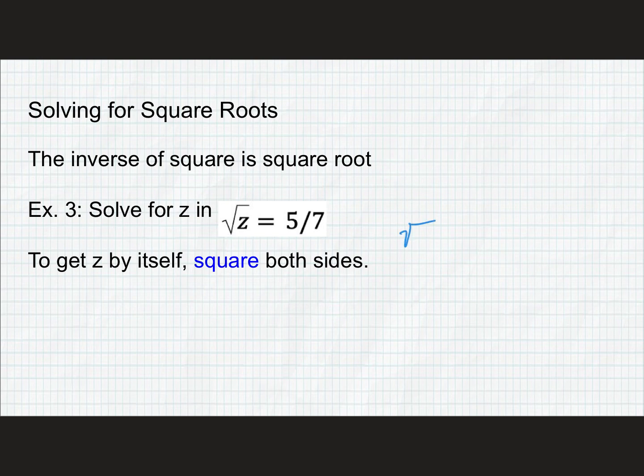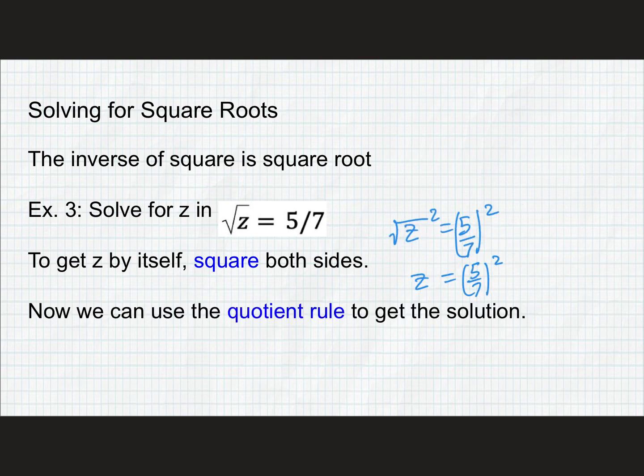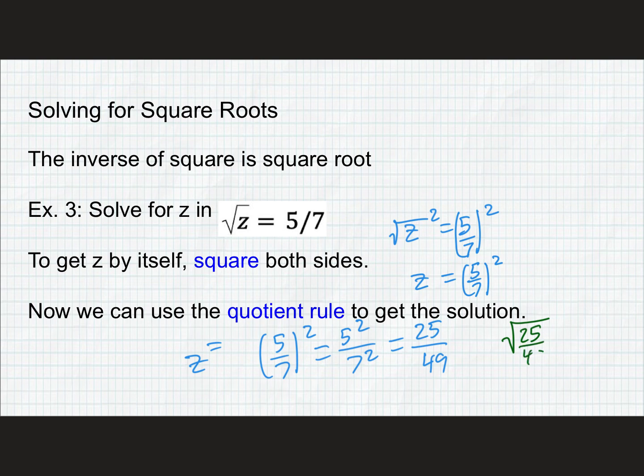Now, since the inverse of taking the square root of a number is squaring the number, let's square both sides of this equation. Now on the left, we get square root of z squared, which is just z. And on the right, we get 5/7 squared. Hold up, wait a minute, we gotta use the quotient rule. We gotta make 5/7 squared into 5 squared over 7 squared, or 25/49. Now let's plug our answer into our equation just to double check, and we get square root of 25/49 equals 5/7, and that is true, my friends.